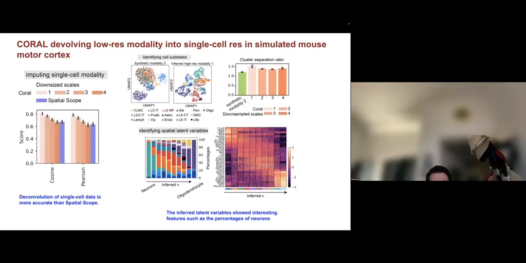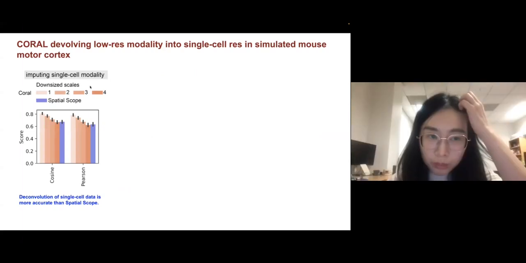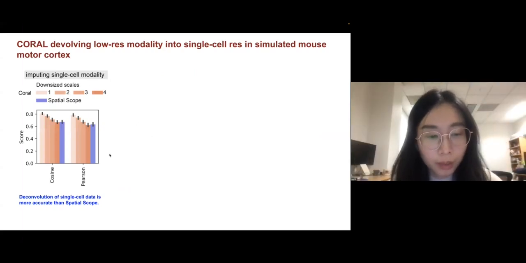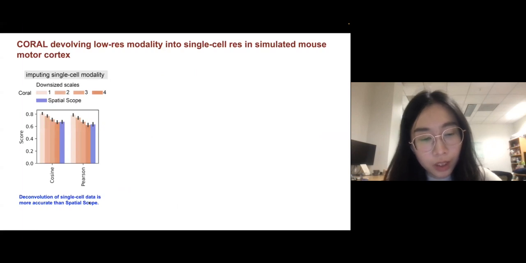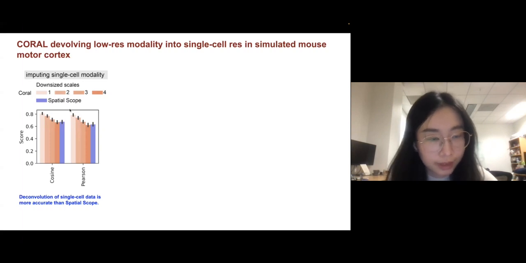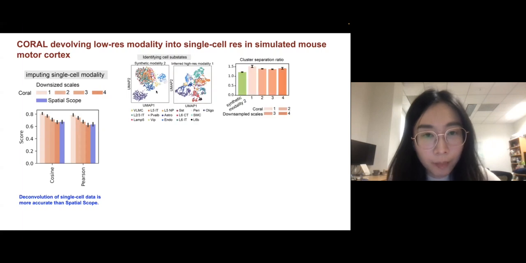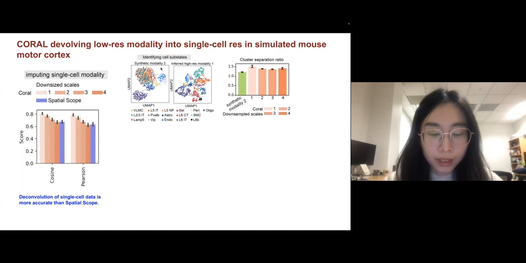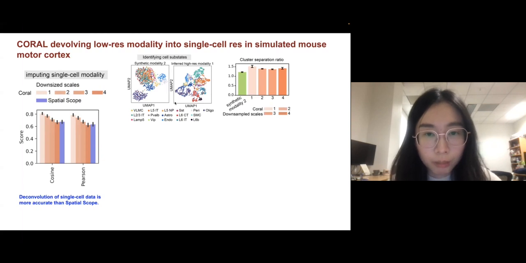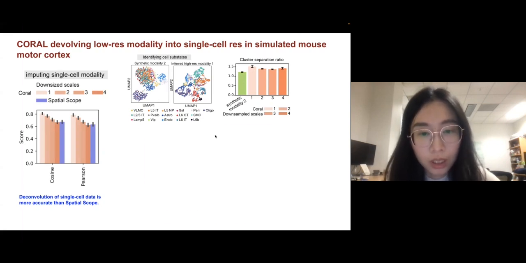First up, I'll show how we compare with SpatialScope, which is another method for single cell deconvolution. We see that the correlation with different downsample scales can be much higher than SpatialScope. Compared with the synthetic modality 2, which has lower numbers, you might not be able to distinguish the clusters enough, but with the inferred high resolution modality 1 there is more separation between the groups, and we also confirm that with the cluster separation ratio.